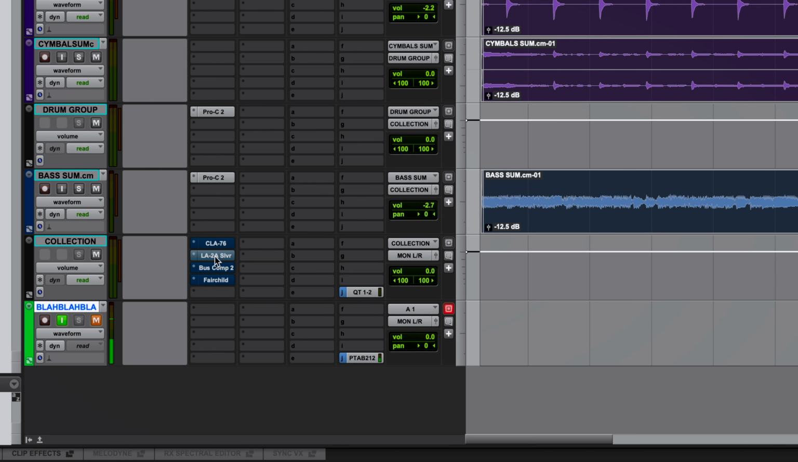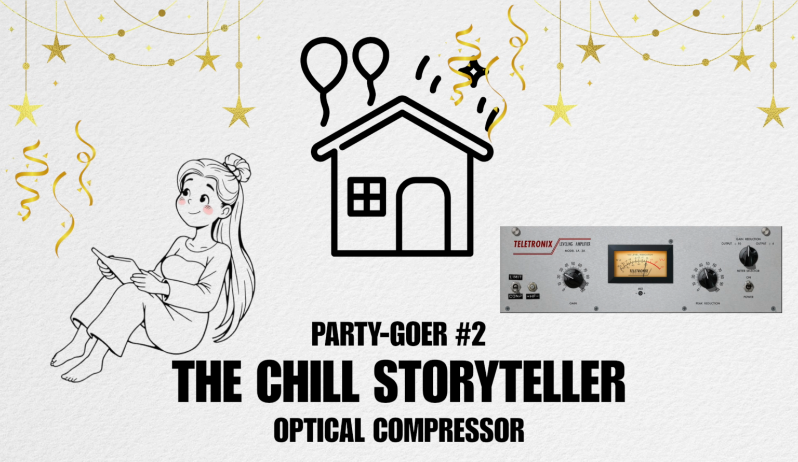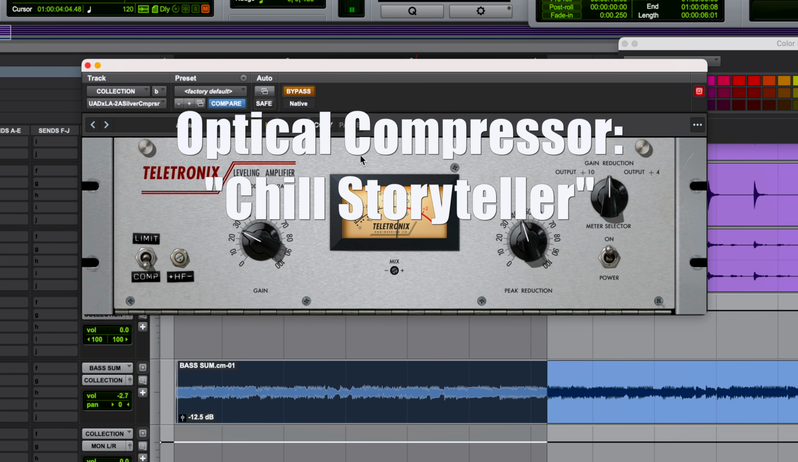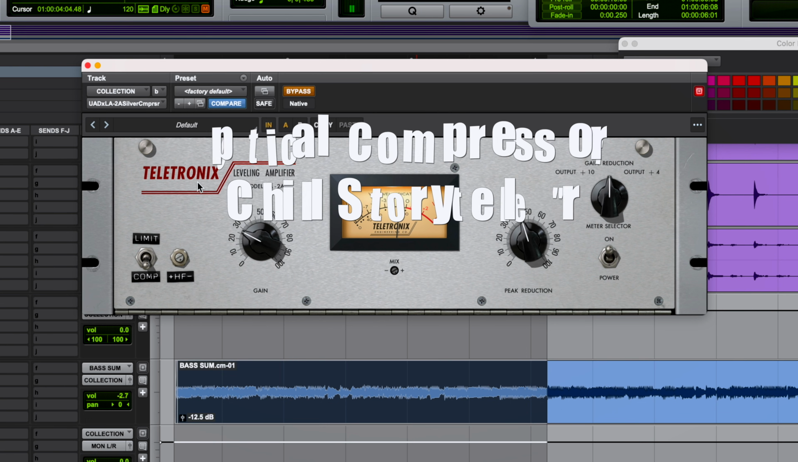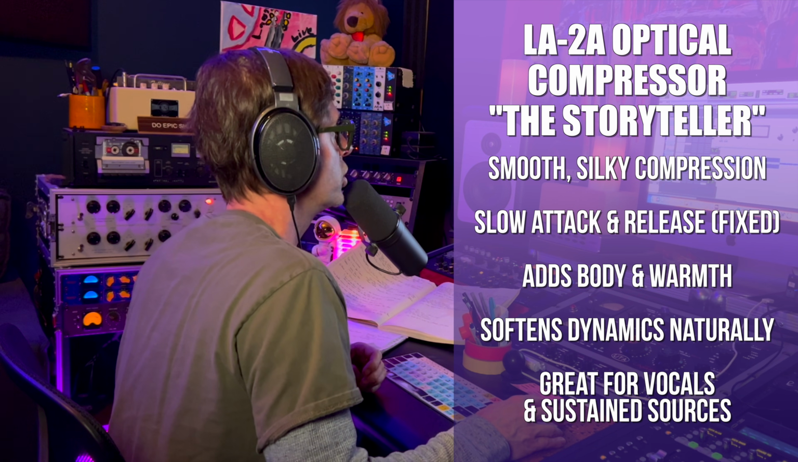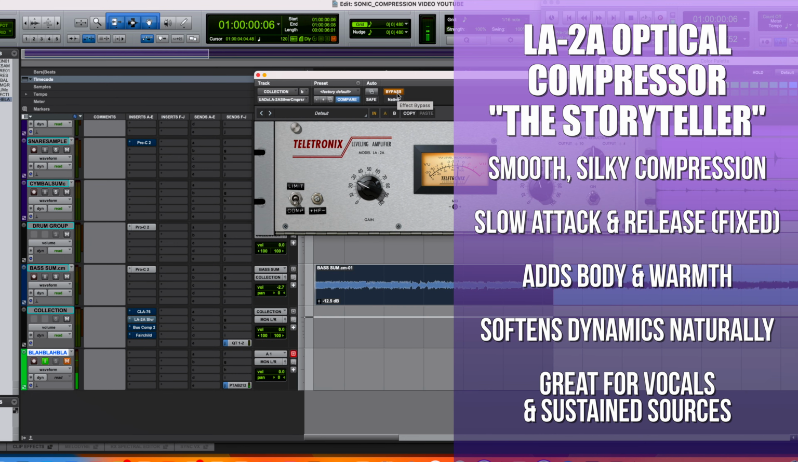Next is an optical compressor. That is the LA2A, and that friend we can consider to be our chill storyteller, because really the one adjective that I can use to describe a Teletronics would be very silky, very smooth. So we're going to listen in bypass, and then we're going to kick it on and notice once again what it does to the sound source. Focus on that snare drum, my friends.